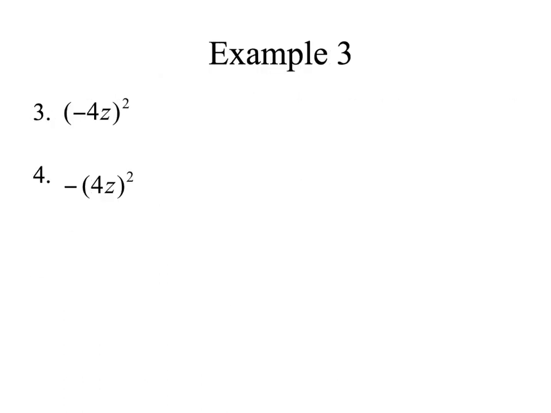2 more real quick. In problem 3, I have 2 pieces again. I have the negative 4 with an exponent of 1, and I have the z with the exponent of 1. And the 2 has to multiply to each of those exponents, giving me negative 4 squared and z squared.